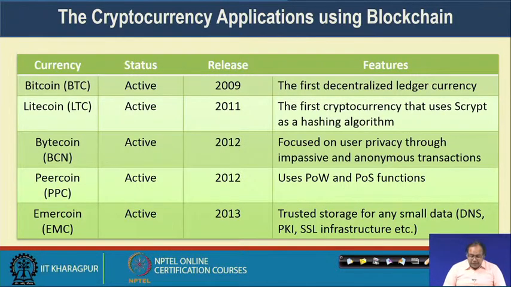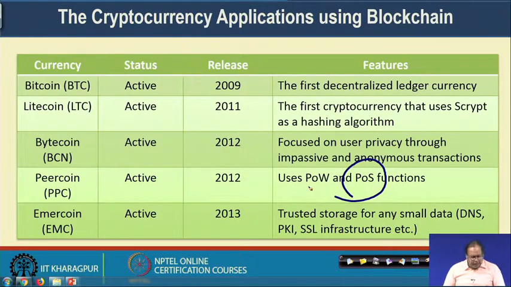Then Peercoin, which came in 2012, used another consensus algorithm along with proof of work, called proof of stake. We will discuss the details of proof of stake when we concentrate on different kinds of consensus algorithms. So, Peercoin has taken POS, proof of stake, as its mining algorithm.